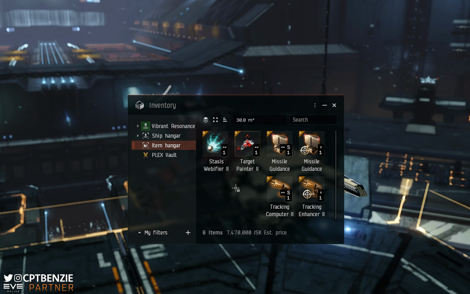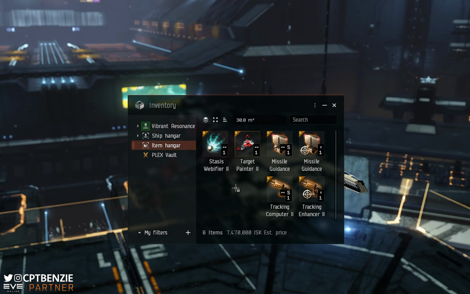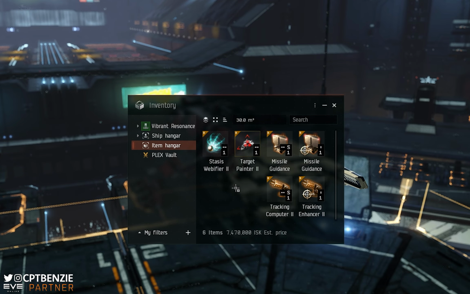Is your target going to try and outrange you? If so, then a Stasis Webifier is going to be a good option. But that comes with the addendum that the Stasis Webifier has short initial range. You need to be within 10 kilometers, or heck, if you're using something like a Federation Navy Stasis Webifier, even then it's only 14 kilometers. Unless your ship has bonuses, of course, to Webifiers. But for the most part, Stasis Webifiers are very short range. You need to be close to even use them.